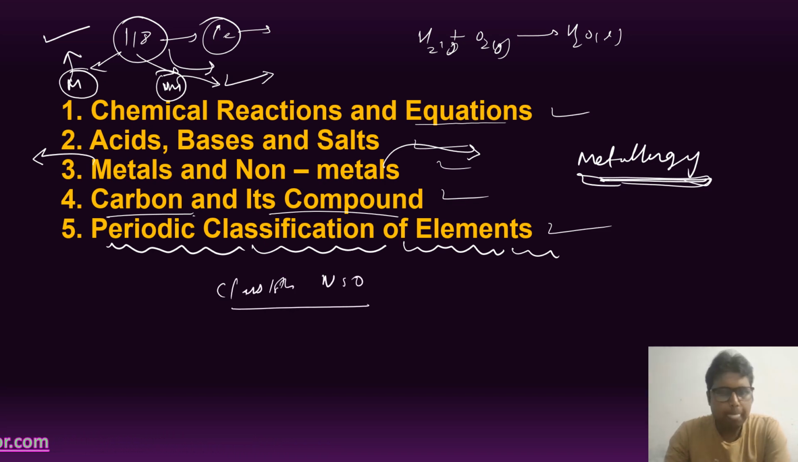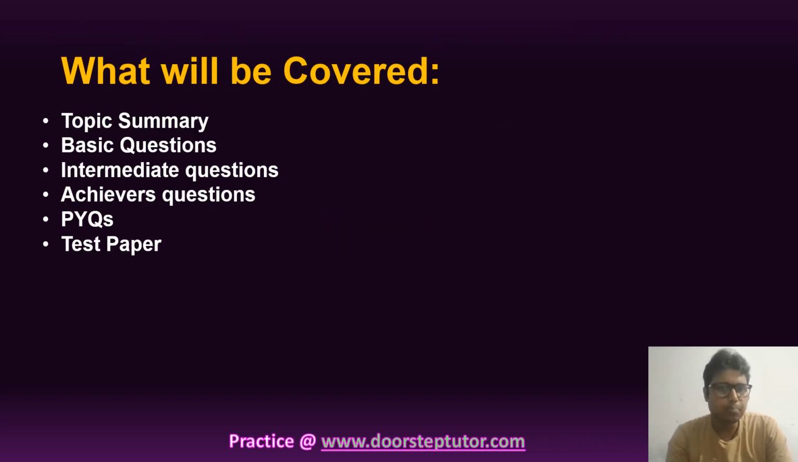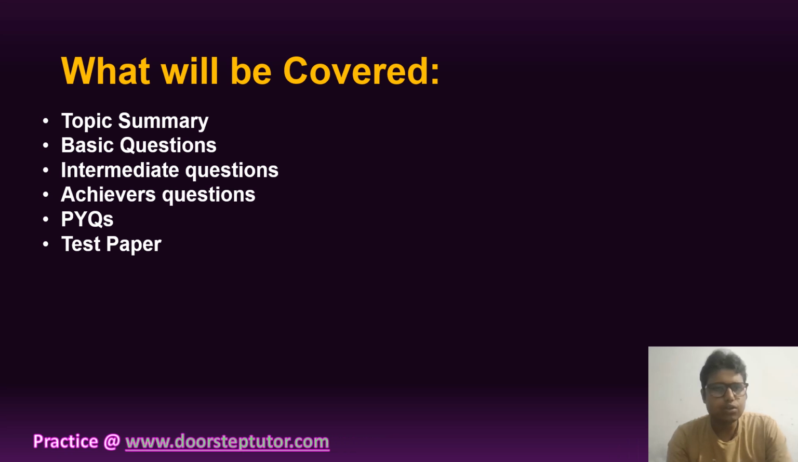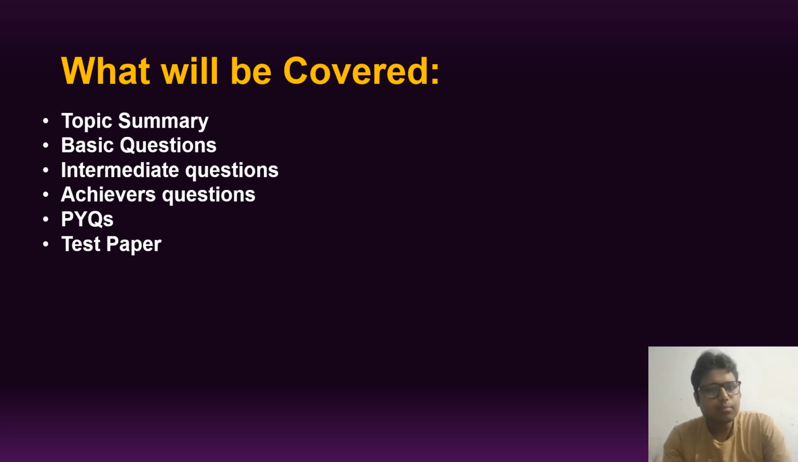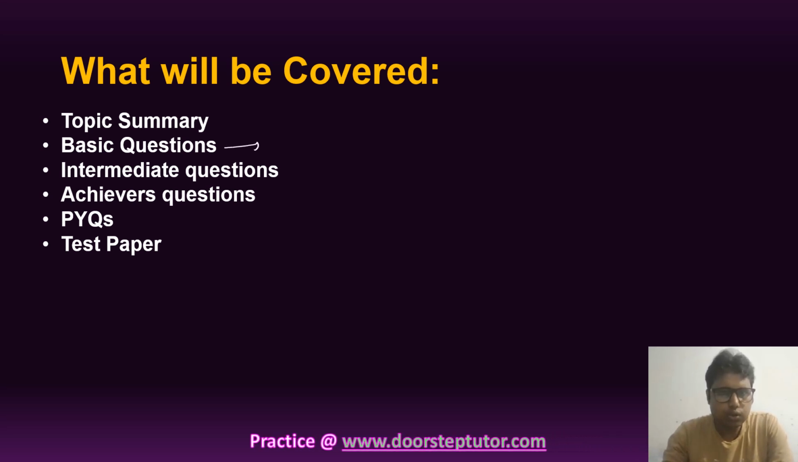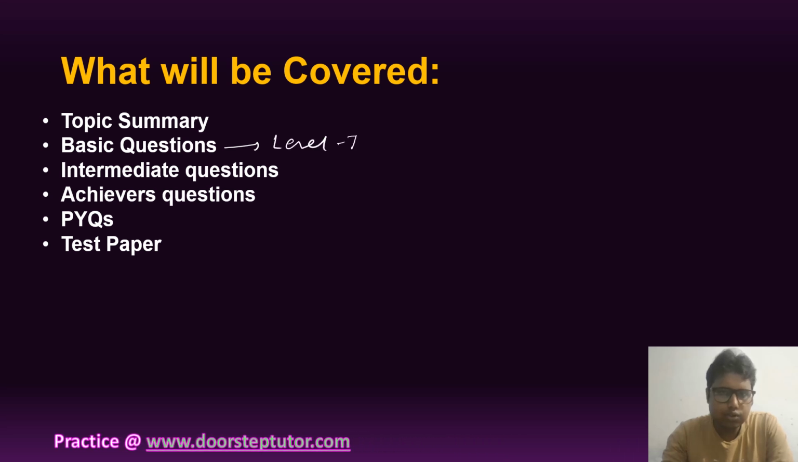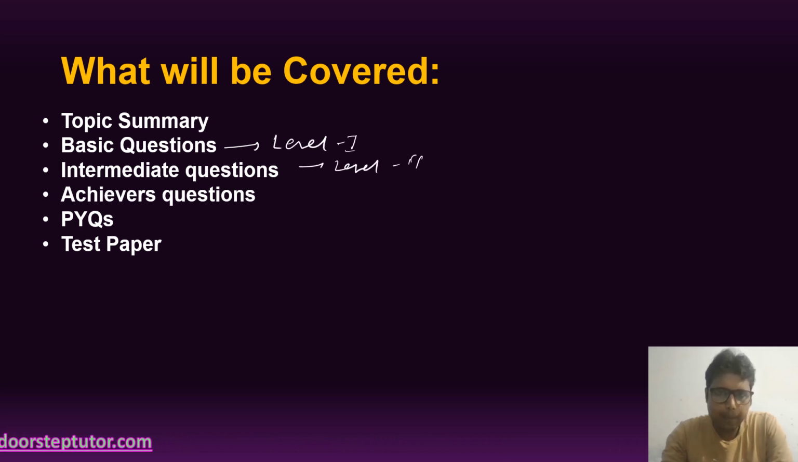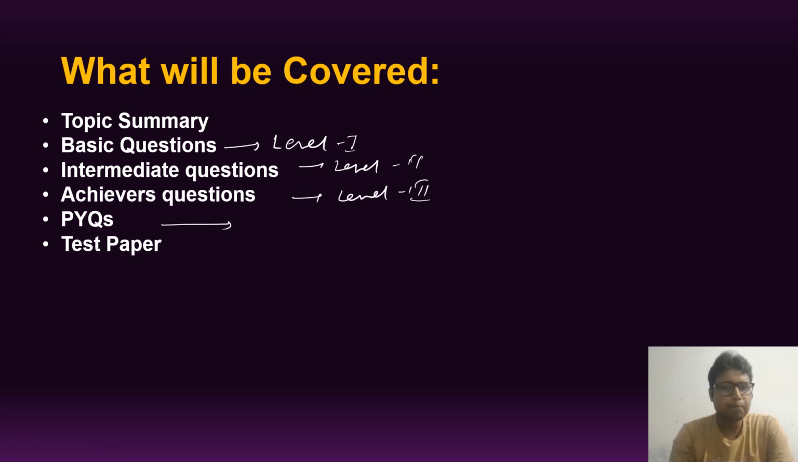Okay. And in this particular course, what will be covered in this series of lectures, you will first of all get the topic summary, meaning we will understand each chapter. We will cover the theory of each chapter, and we will also discuss the questions, which we can categorize into three categories: level 1 questions, level 2 questions, and level 3 questions. We will also discuss the previous year questions, and we will also discuss some test papers as well.